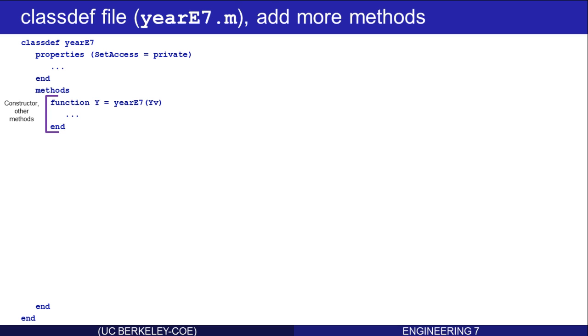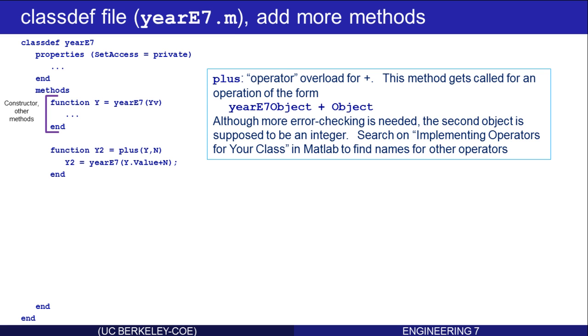Let's finish off our example with the YearE7 class by adding a few more public methods. The plus method is called whenever a plus sign is used in conjunction with a YearE7 object. We're defining this operation as the addition of an integer to a year to produce another year. The output year's value is the input argument year's value plus the integer. More checking is clearly needed, but the second object is supposed to be an integer.